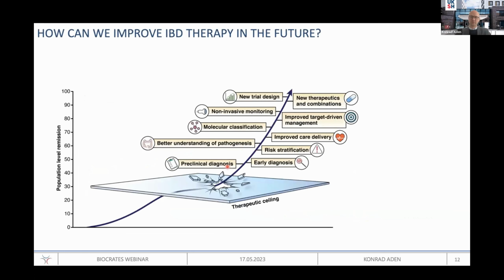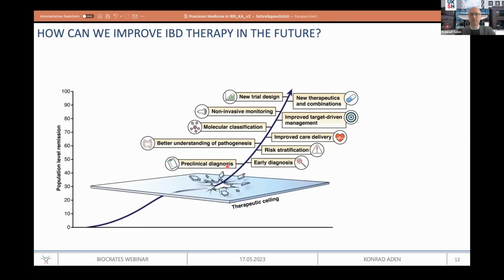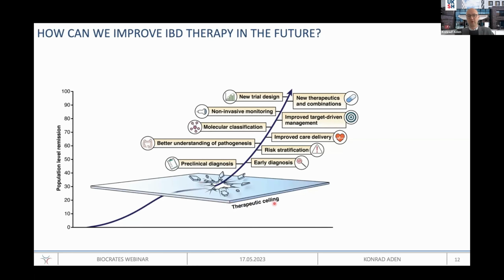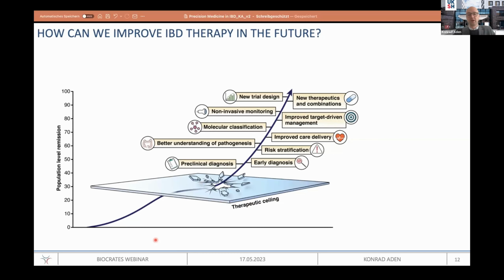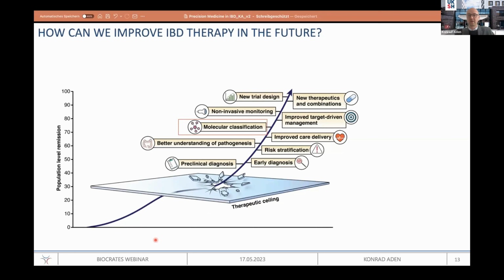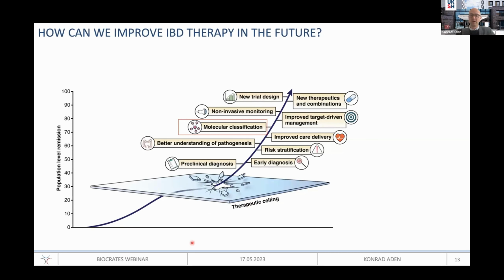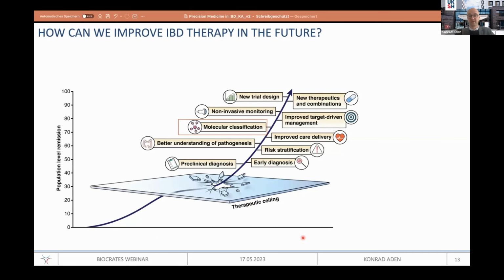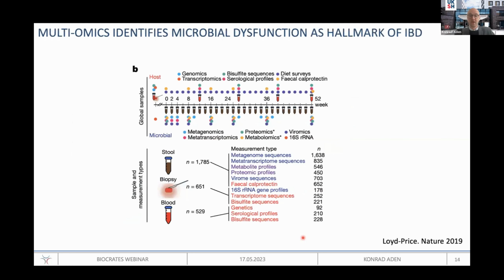The question is, how can we improve IBD therapy in the future? This is a landmark overview article from a colleague in Oxford, looking at different aspects that might be important in the future. I want to highlight the molecular classification, and now will lead you into the host-microbial metabolism, and why we think that this is of importance.